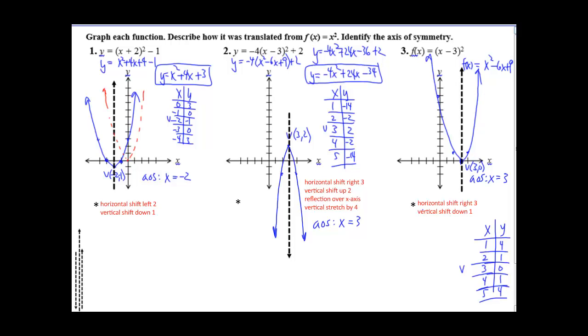So what's the shift? We did number 1, horizontal shift left 2, vertical shift down 1. We did horizontal shift right 3, up 2, and then if you notice, it's opening down, so it's a reflection about the x-axis. And because the -4 is out there, that 4 is bigger than 1, it is a stretch by 4. And the last one, it was just a horizontal shift right 3, vertical shift down.